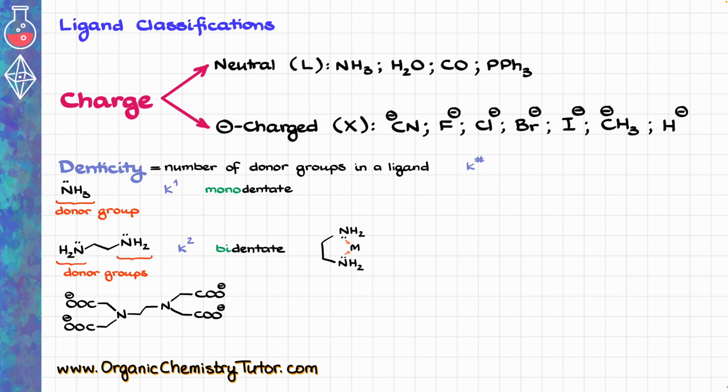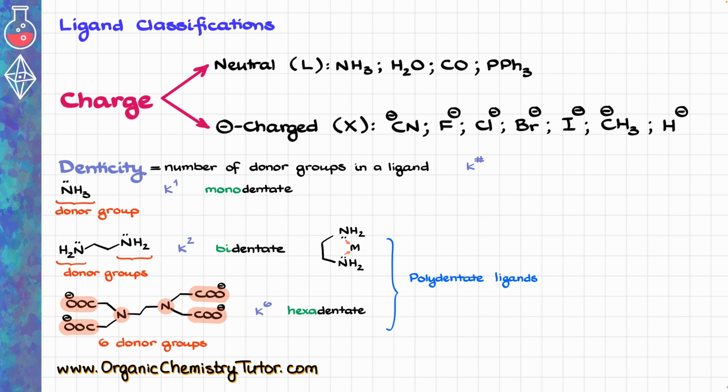Here is a classic example, the ligand used all over the place in analytical chemistry called EDTA, ethylenediamine tetraacetate. This guy has 6 donor groups, so we're going to abbreviate that as kappa-6 and call it a hexadentate ligand.